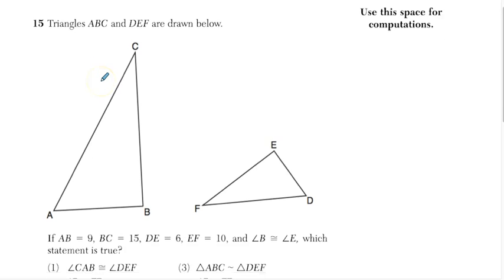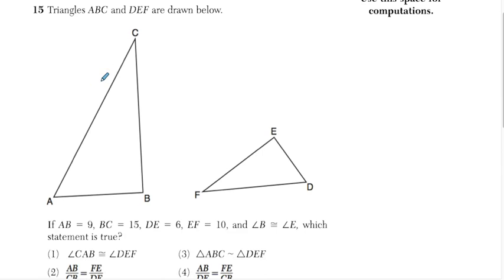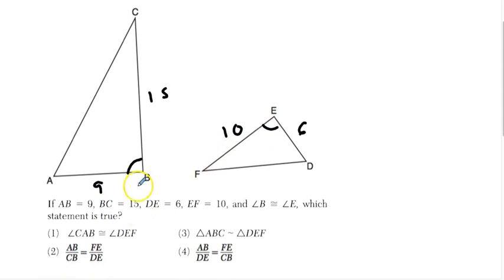All right, number 15. Triangles ABC and DEF are drawn below. If AB is 9, BC is 15, DE is 6 and EF is 10, and we know that B is congruent to E, which of the statements is true? All right, and it gives us all these different statements. Now I'll tell you this. The first one says that A is congruent to E, and that one can be knocked out. That's kind of the silly one because we know E is congruent to B already. We're not going to use that one.